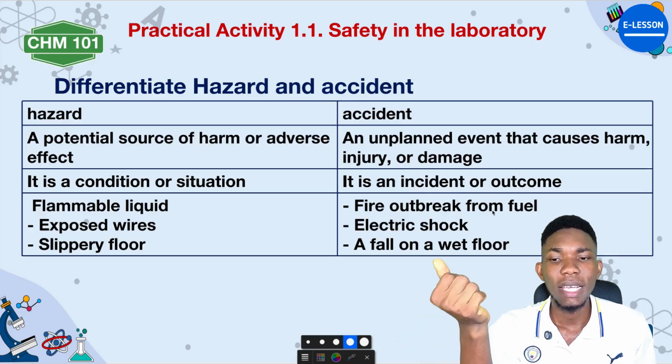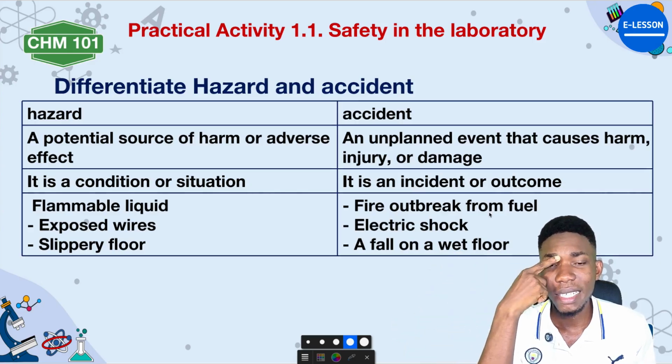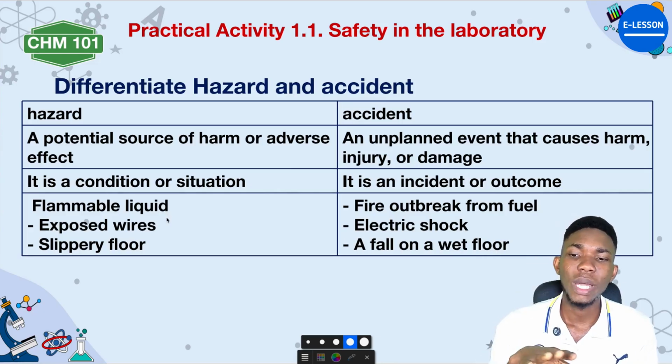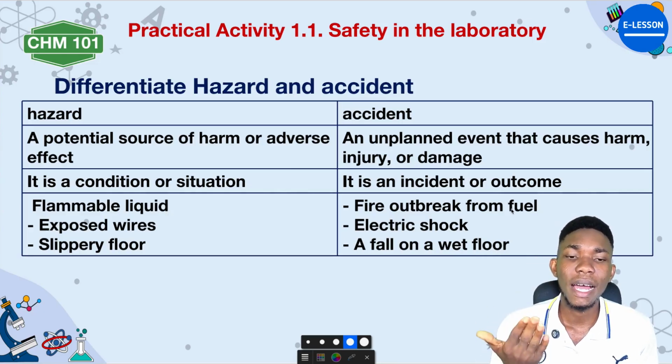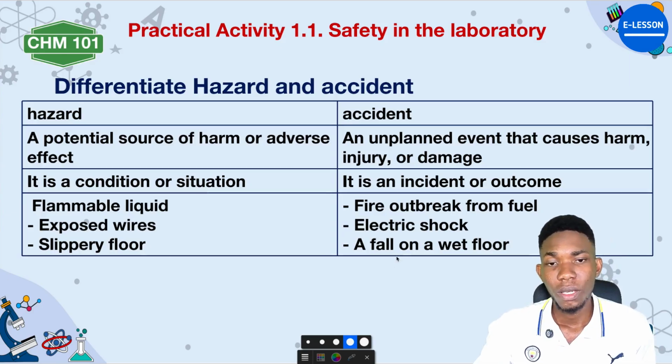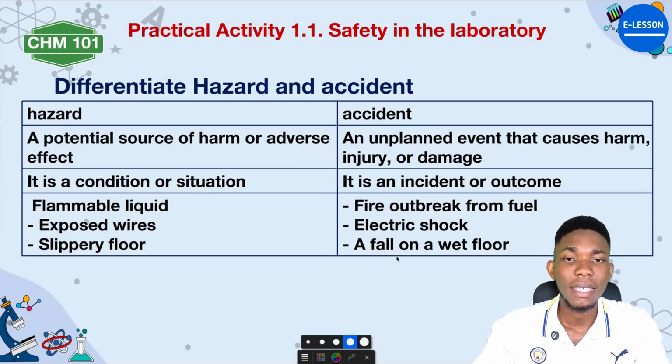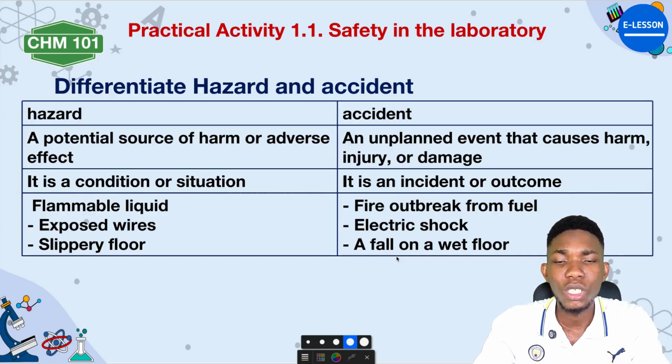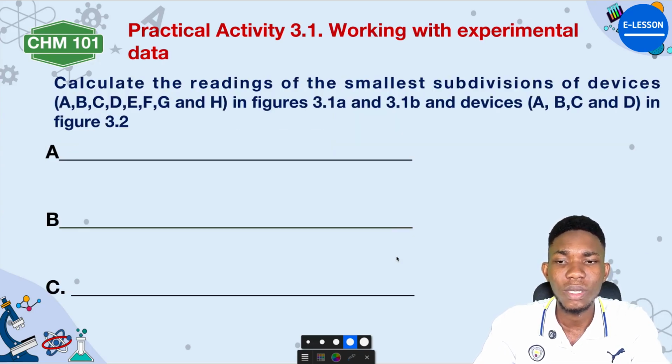Is that okay? So examples of accident now, due to this hazard, we have flammable liquid. It can cause fire outbreak. Exposed wire can cause electric shock. Then slippery floor can cause a fall on a wet floor. That is the difference between hazard and accident. Is that understood? So we've been able to distinguish between these ones like this.